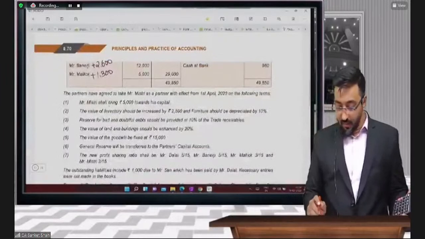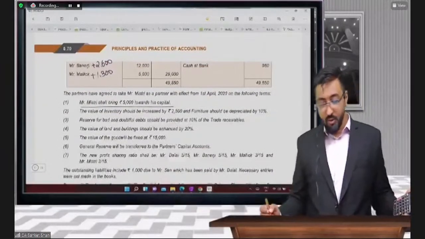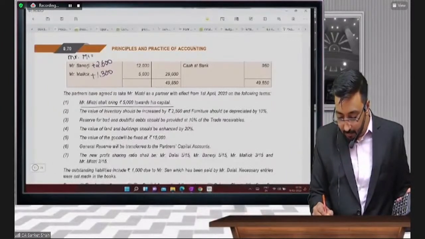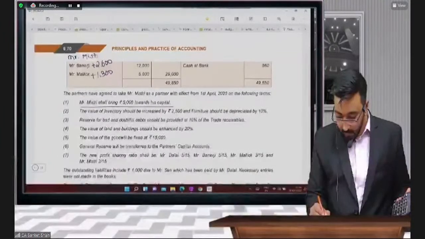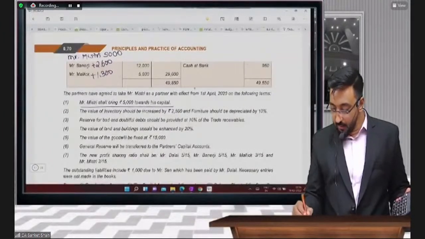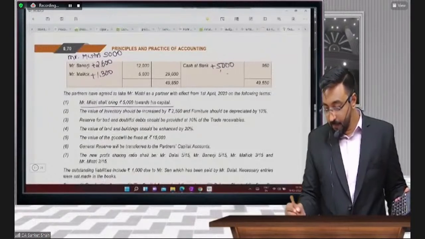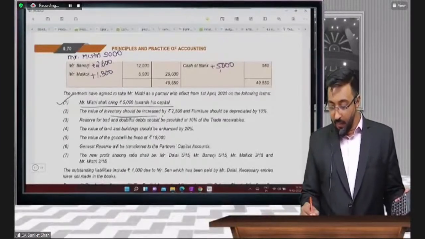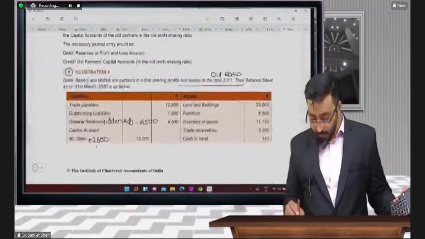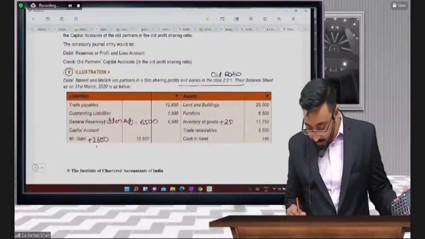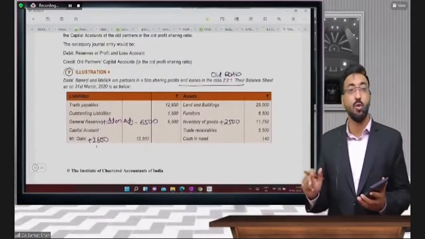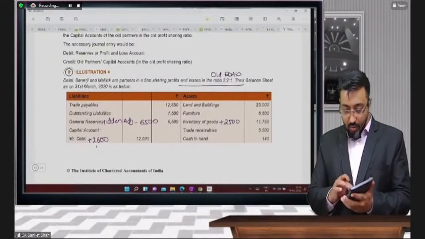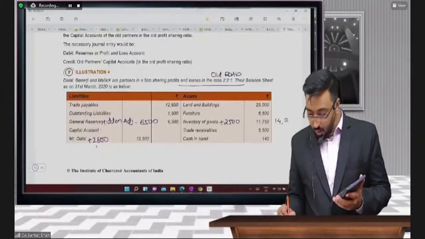Mr. Mistry shall bring rupees 5,000 towards capital. So we are going to add one more Mr. Mistry, 5,000, and cash at bank 5,000. So two effects. The value of inventory will be increased by 2,500. So beta, inventory value increased means revaluation account. One effect is on the balance sheet and the second effect is on the revaluation account. So 11,750 plus 2,500, this is 14,250.